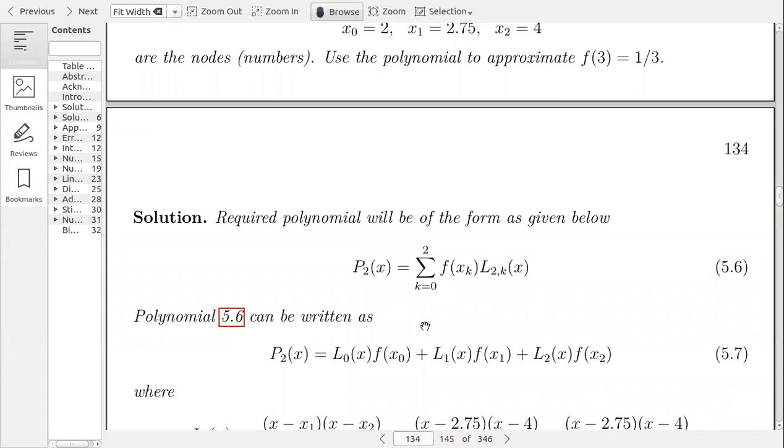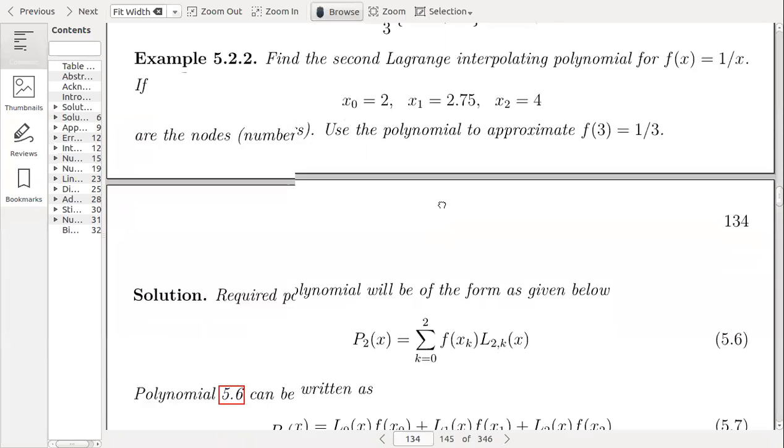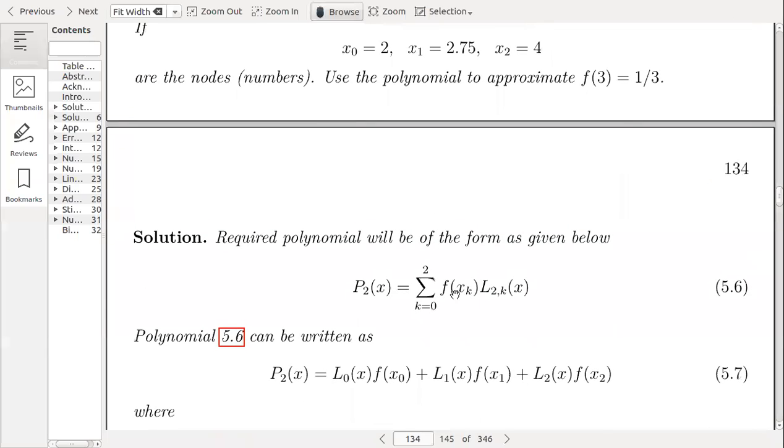So here, in the form of summation, you can write k equal to 0 to 2 for 3 points, because here you have 3 points. So ultimately, you will have the polynomial of degree 2. So f of x k L2,k, where 2 is showing the degree of the polynomial and k is the kth coefficient.